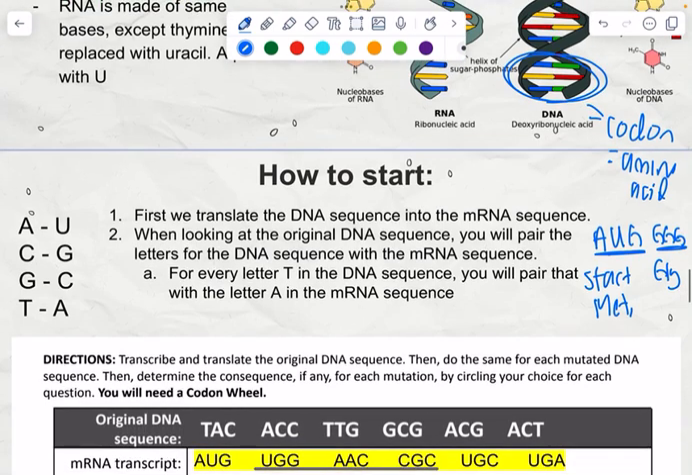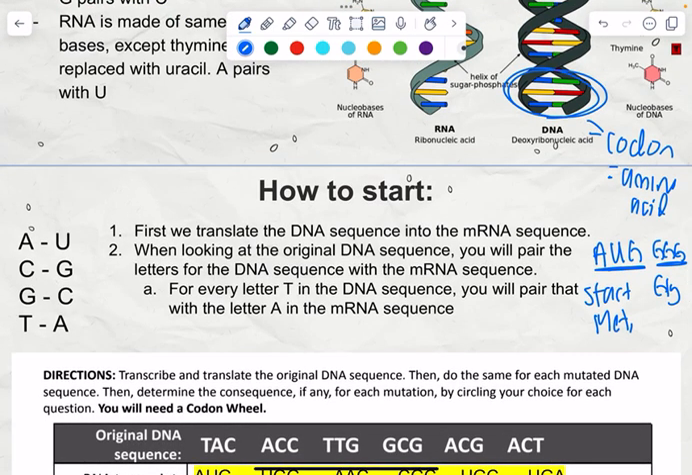Now, important thing to remember, it is not the DNA strand that goes to the codon wheel, it is the RNA strand. You are coding from the RNA strand. So if I give you a DNA strand, you have to translate that into RNA first, and then use the RNA strand to go to your codon wheel and figure out what your amino acids are going to be.